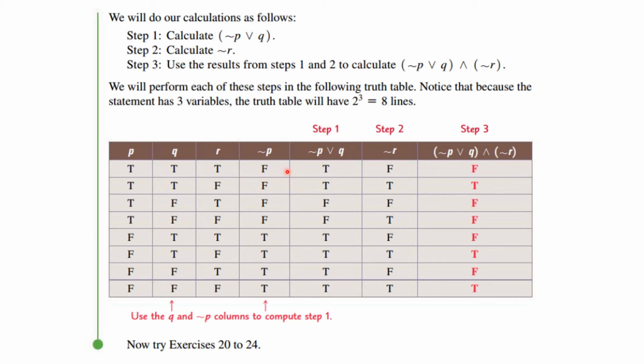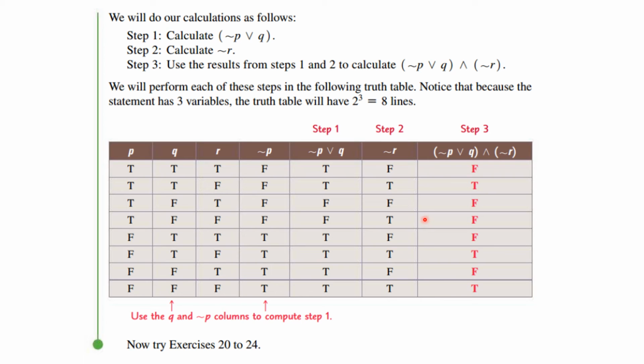So if I do that, then I'll find that negation P is going to be false, false, false, false, followed by all trues. Negation P or Q, and I'm looking at this column, I will get true, true, false, false, true, true, true, true. When I look at not R, it's the opposite truth values. So this is going to be false, true, false, true, false, true, and false, true.